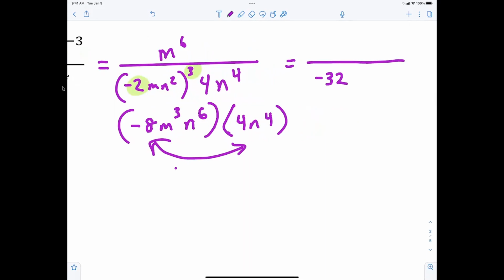Now, how many m's are on the top? 6. And how many are on the bottom? 3. So that leaves me with 3 on the top.